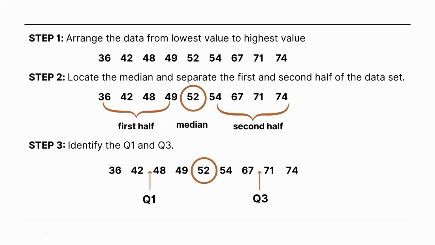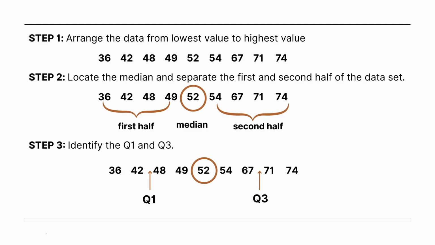To solve this, first arrange the values in order of increasing value. In this example, the values are now arranged from lowest to highest, which is 36, 42, 48, 49, 52, 54, 67, 71, and 74. Next is to locate the median. Here in the example, 52 is the median. Then, separate the scores into first and second half. Next is to identify the Q1 and Q3. To identify this, for even numbers, simply get the mean of the middle values of the set. And for the odd numbers, the median of the set is considered as the Q1 and Q3.